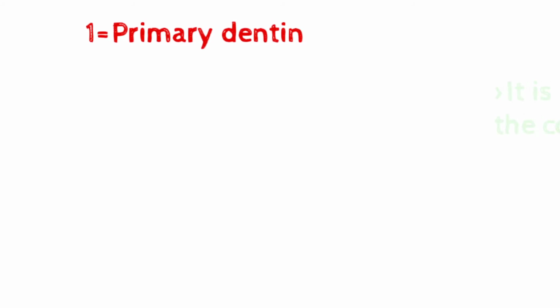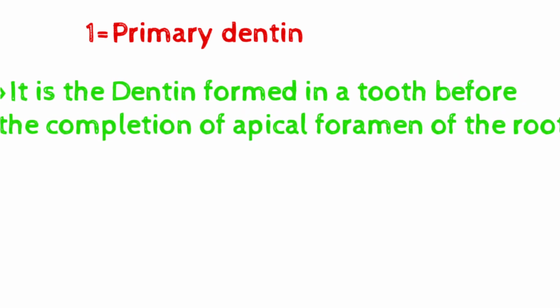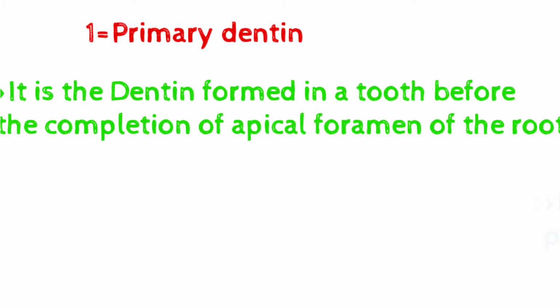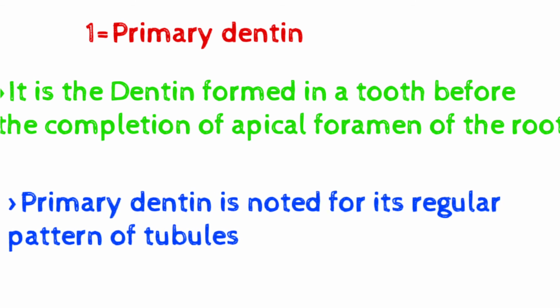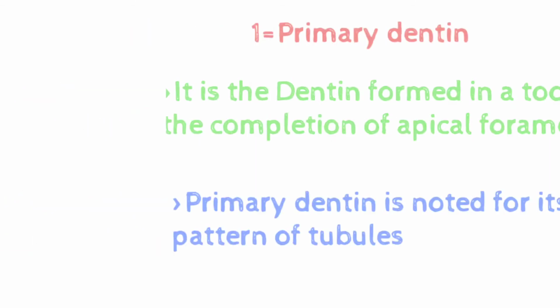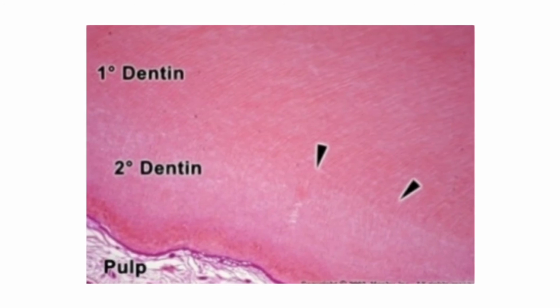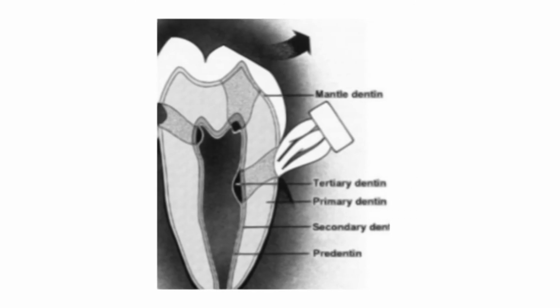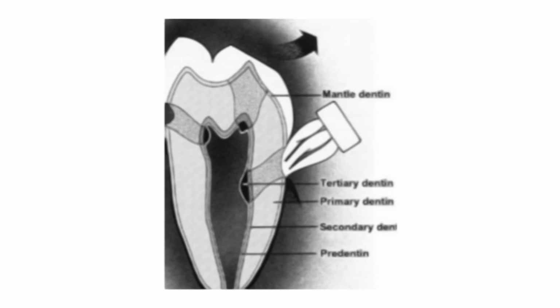Now how do we define the primary dentin? It is the dentin formed in a tooth before the completion of the apical foramen of the root. Primary dentin is noted for its regular pattern of tubules. Now look at this diagram. This is the primary dentin which is present outside or above the secondary dentin. Look at another diagram. There is a primary dentin which is present outside and secondary dentin which is close to the pulp.